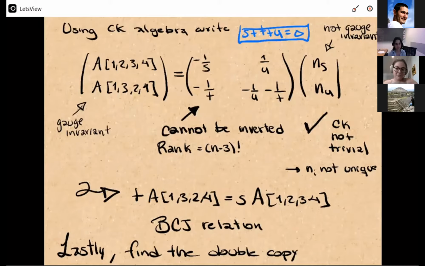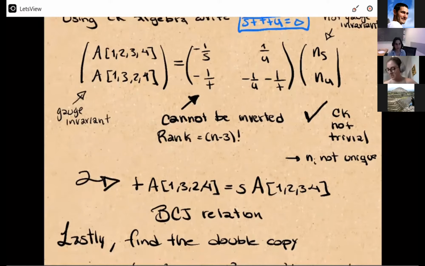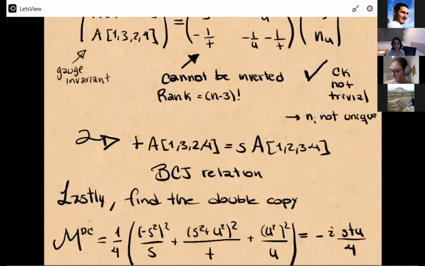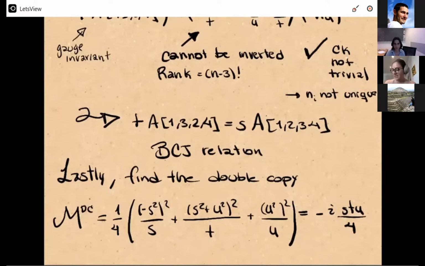So now that we understand how these amplitudes are related, we can just decide to go and find the double copy now in BCJ style, which should give the same result as the KLT. So in BCJ, we square the numerators, the kinematic numerators.